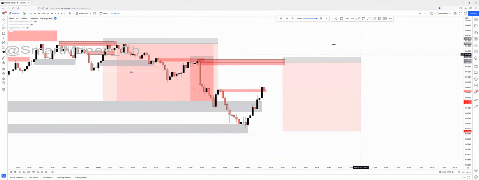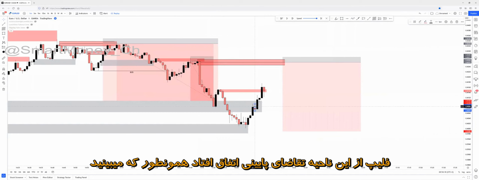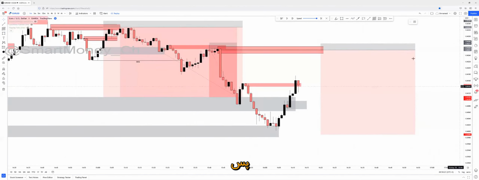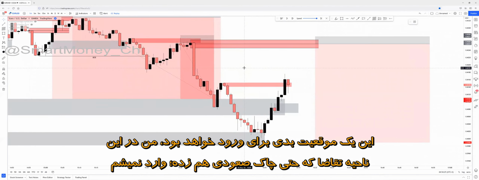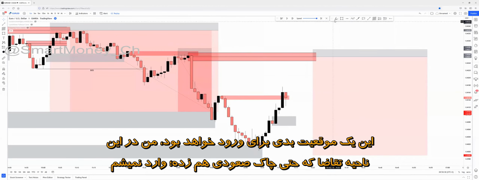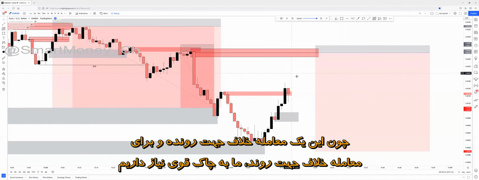Okay, why can't I choose my screen? The flip has happened from this demand zone down here, as you can see. So this will be a bad opportunity to enter on. I wouldn't re-enter on this demand zone that has caused the change of character here to the upside, because this is a counter-trend trade.